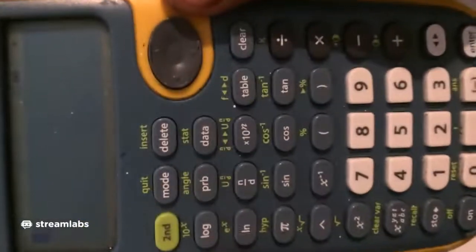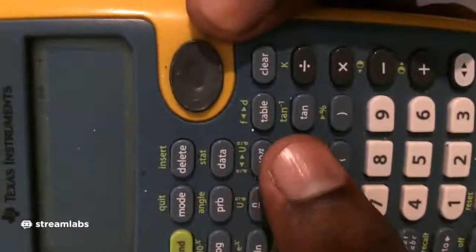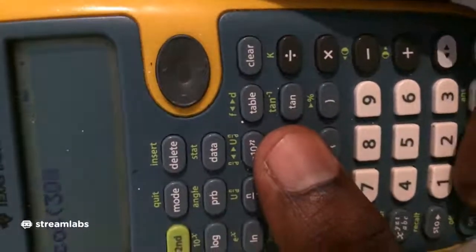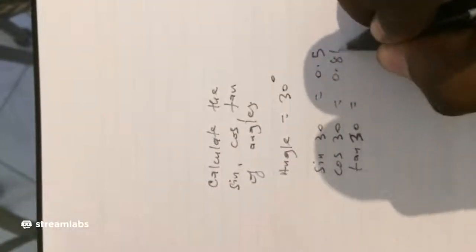Let me just wait for it to focus. Alright, so you press cosine, you put in 30, equal to, I got a fraction, let me convert it to decimal. So equal to 0.866. So cosine of 30 is 0.866.